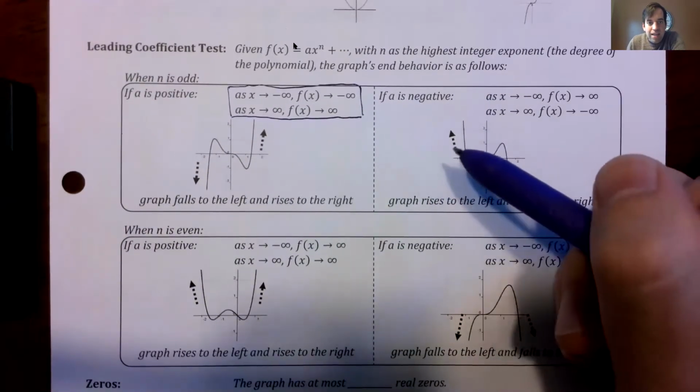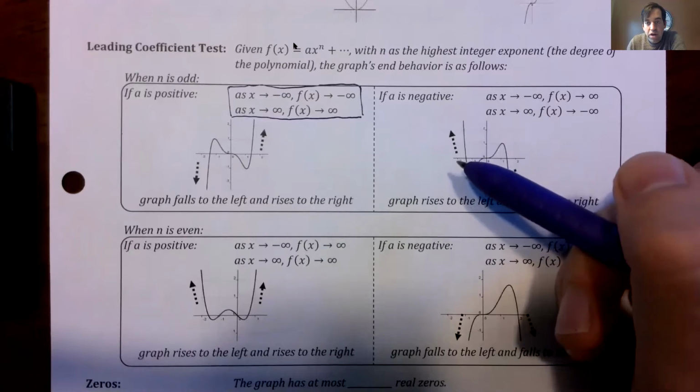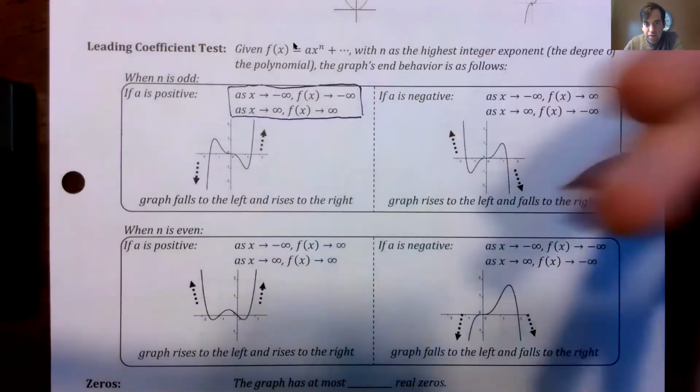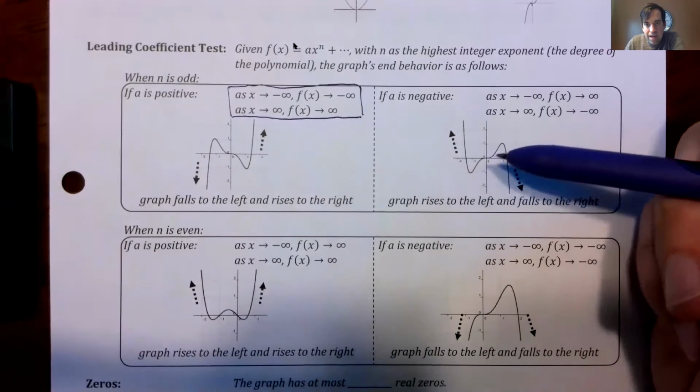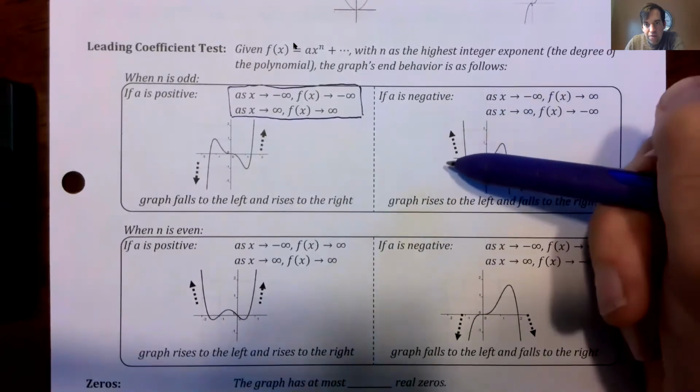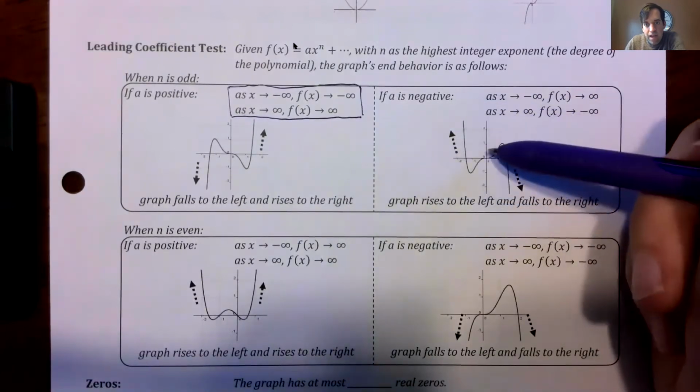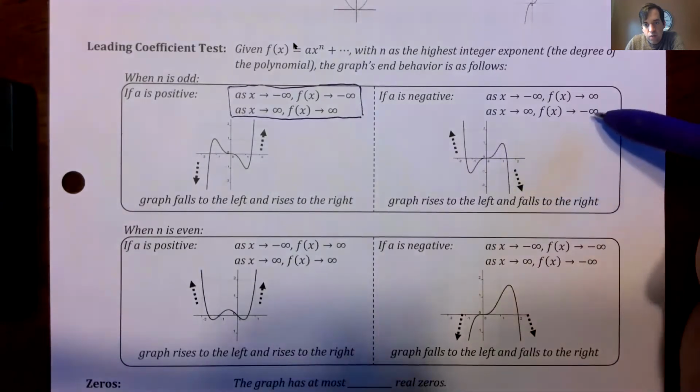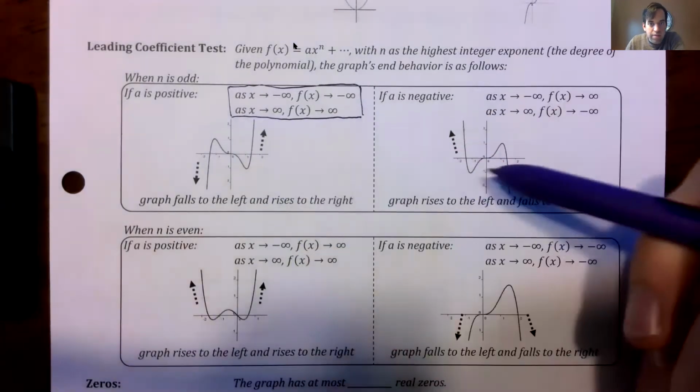If a is negative, you might remember from our transformations lesson that the whole thing is going to flip. So that means that now as we go to the left, as x approaches negative infinity, the y goes up. And as x goes to positive infinity, the y goes down. So this flipped to this.